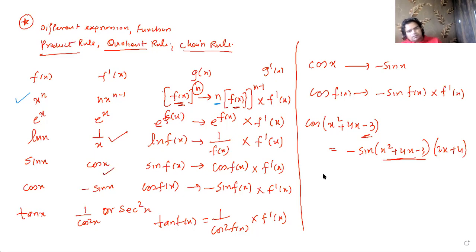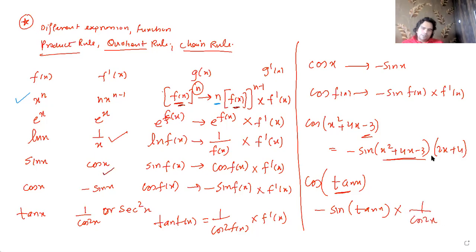Similarly, let's say if you have cos of tan x. Here tan x is the child function. So the cos x derivative will be minus sine of tan x. The child function I didn't touch in the first step, into the derivative of tan x, which is 1 over cos square x. So that's how you do the basic derivative of sine, cos, tan composite functions.